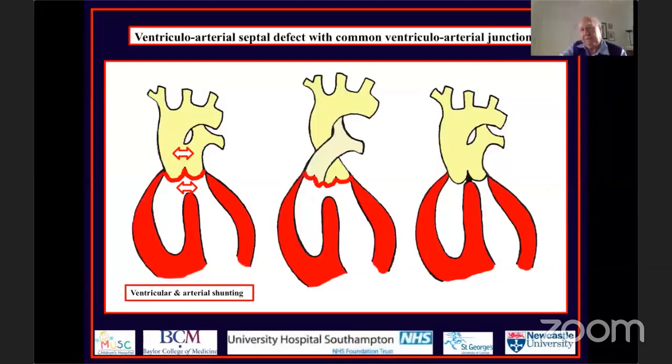Now in the middle, I'm showing you the arrangement in which septation has been complete at both the arterial level and the level of the arterial roots, but still we have a common ventriculo-arterial junction. Now, shunting will only be possible at ventricular level, and this in fact is the so-called juxta-arterial ventricular septal defect, the doubly committed defect, if you will. Some may even still think of this as the supracrystal defect.